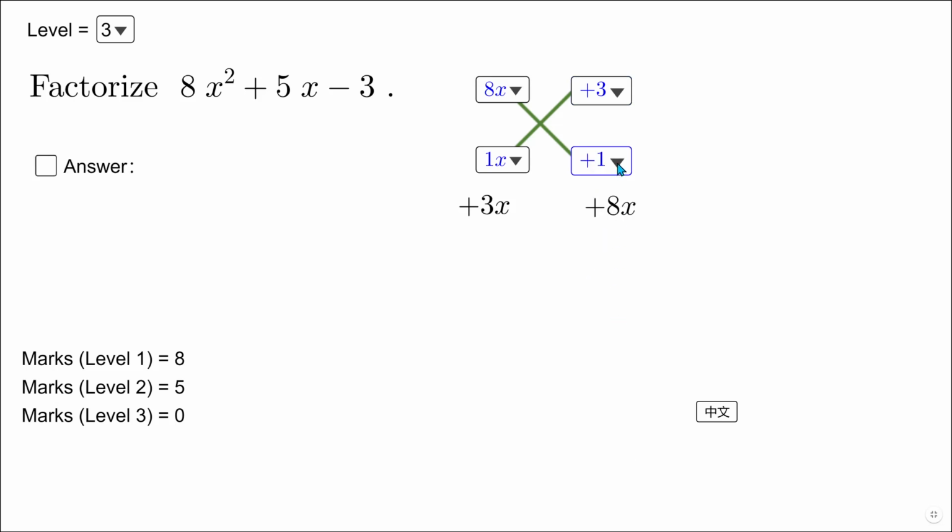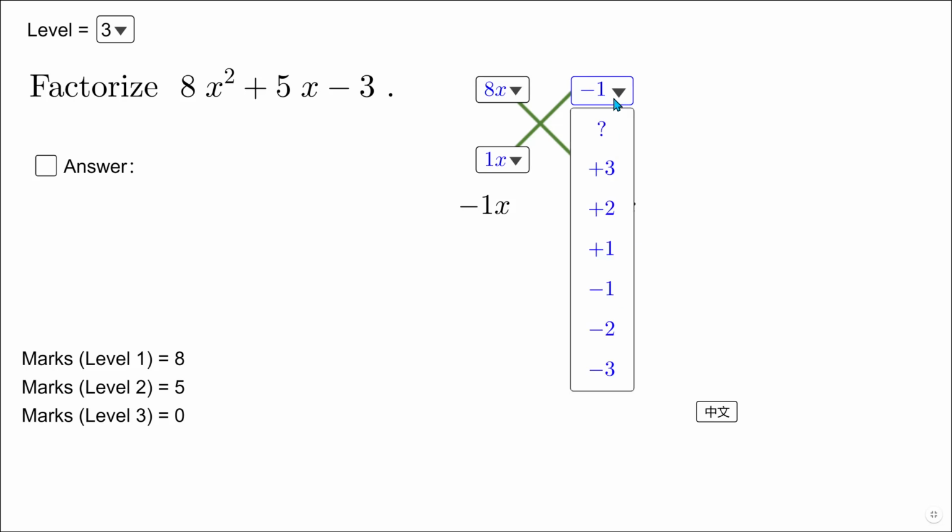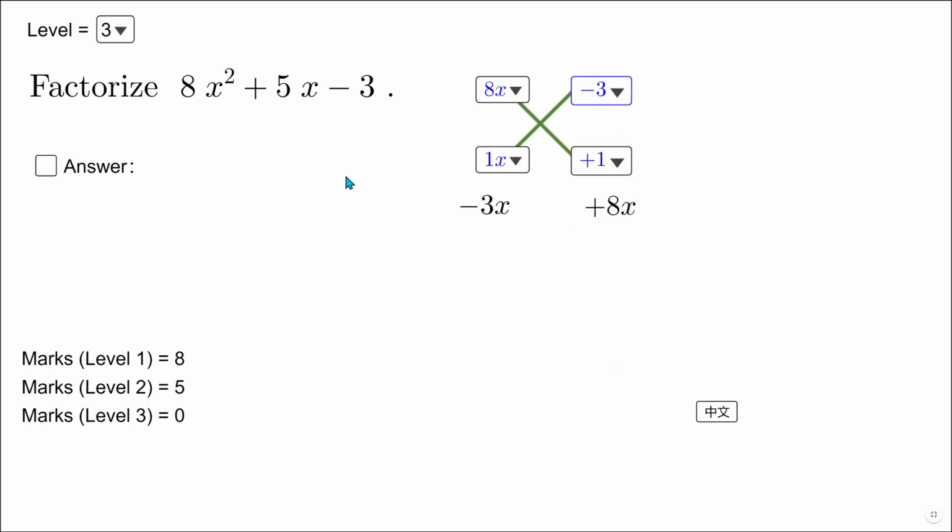But hold on, one of them has to be negative. You see, the negative is recessive, if you like. It doesn't really contribute much here. So that'll make this the negative, won't it? Okay, perfect.